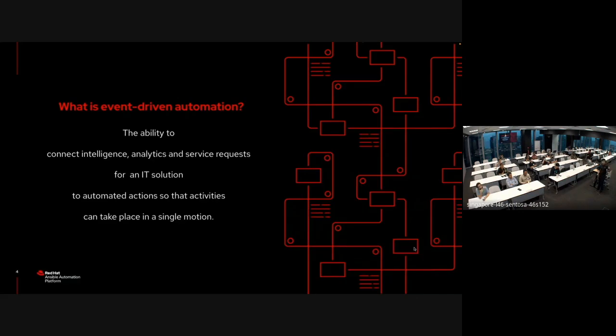You can see here that from Red Hat, we define event-driven automation as the ability to collect intelligence, analytics, and service requests for IT solutions, to automate some actions so that the activities can take place in a single motion. In the demo later on, we will see how it can detect and then take an action. That is how we intend to do this using event-driven Ansible, which does this event-driven automation itself.